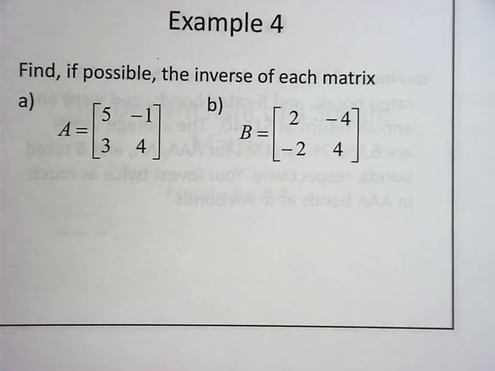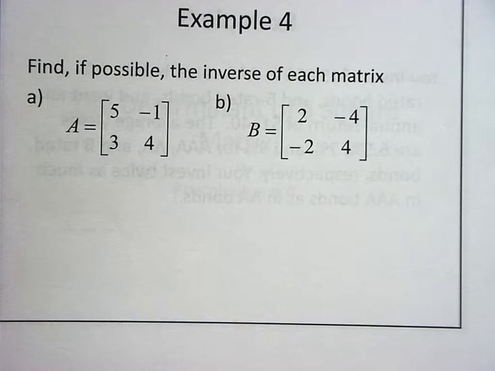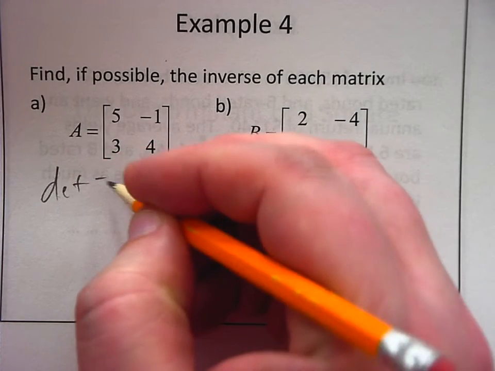So why would it say find, if possible, the inverse of each matrix? Yeah, if the determinant's 0, then it doesn't exist because it's 1 over the determinant. So first thing you need to find is what's your determinant. What's your determinant for A here?